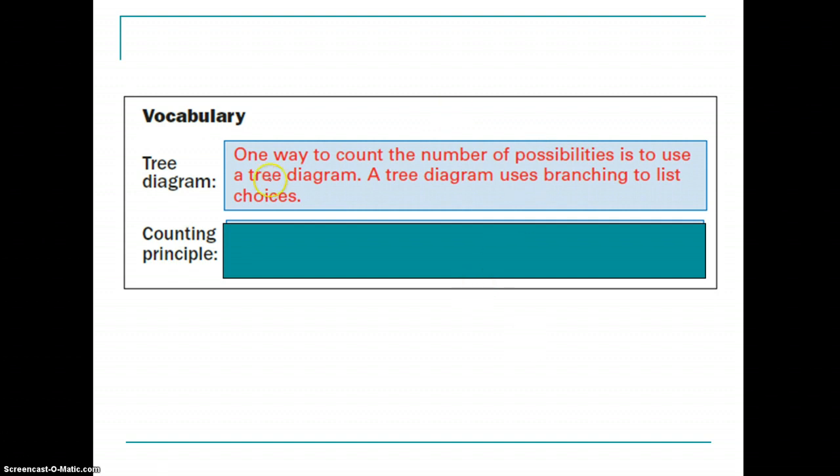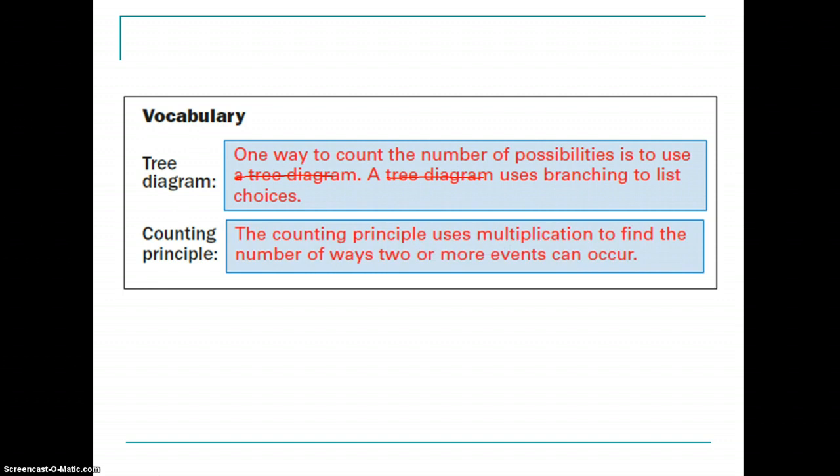Again, you don't need to write this down. It uses branching to list choices. The counting principle uses multiplication to find the number of ways two or more events can occur.